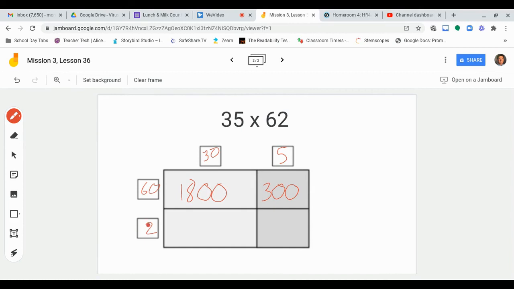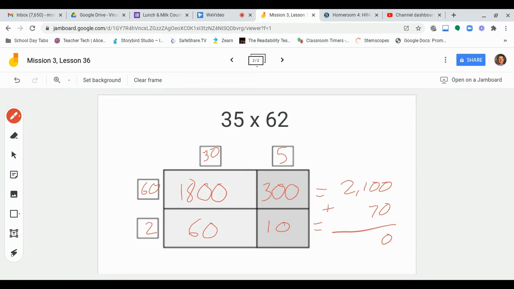And now I go do the same thing with the bottom row. But now I go 2 times 30. So over and up, 2 times 30 is 2 times 3 is 6, plus the 0, 60. And then 2 times 5 is just 10. Write it right there. And now what do I need to do again? I just need to add them all up. I like to add them up by rows and then add those two together. So 1,800 plus 300 is 2,100. Plus 60 plus 10 is 70.